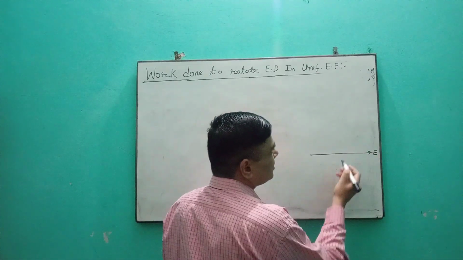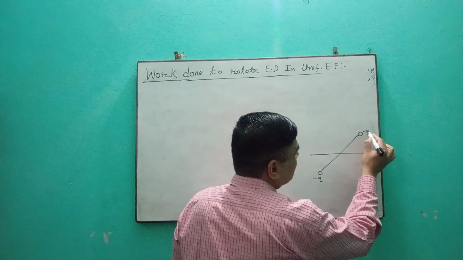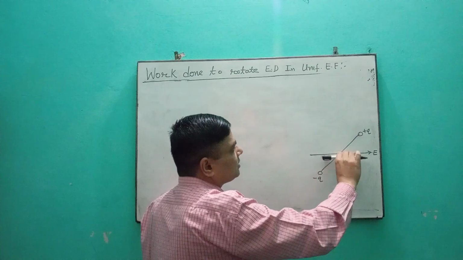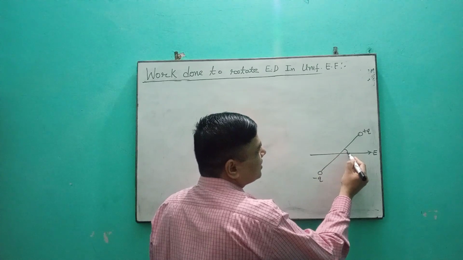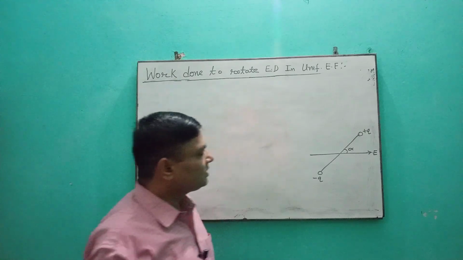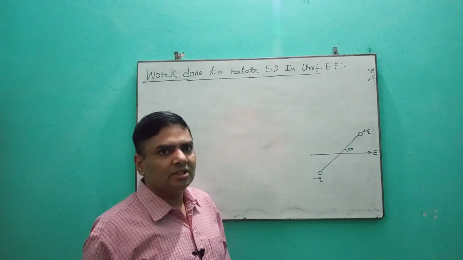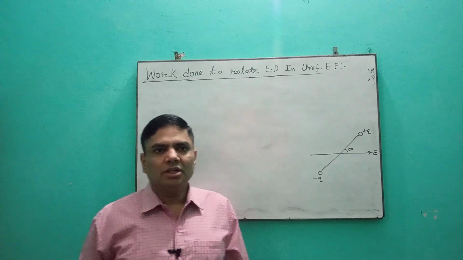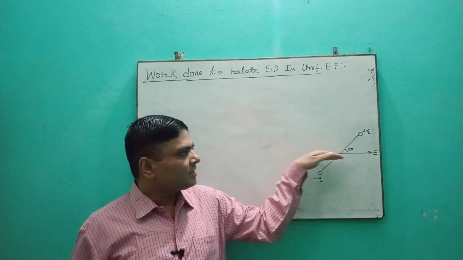This is the uniform electric field E. This is our electric dipole, and this is the axis of the electric dipole, and this is the direction of the uniform electric field E. The axis of the electric dipole is making an angle alpha with the uniform electric field E. And we know that when we place an electric dipole making an angle alpha with the uniform electric field E, a torque tau will work on the electric dipole, and the tendency of this torque is to rotate this electric dipole in the direction of the electric field.